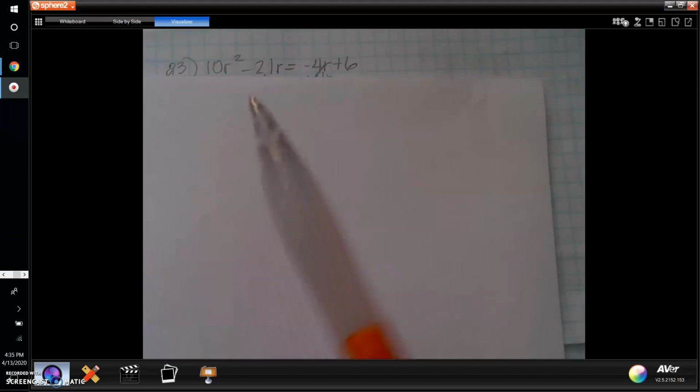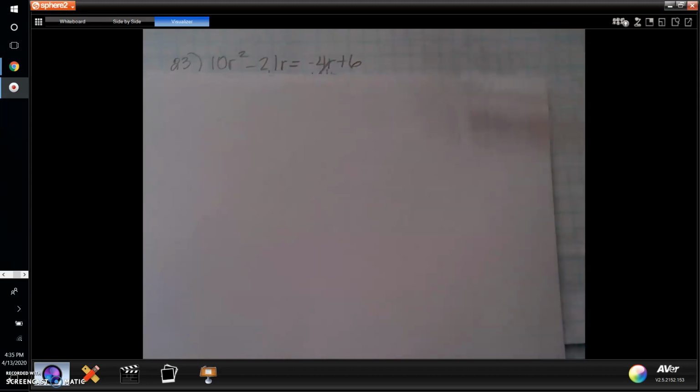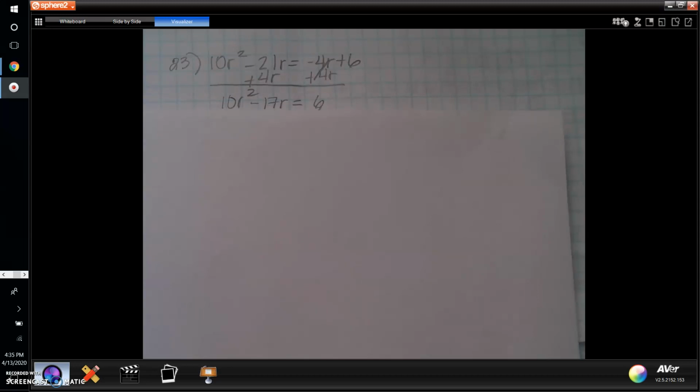So I have to have where this side equals 0, but it doesn't. I've got a negative 4r plus 6. So I'm going to move the negative 4r over. That gives me positive 4, what is it? Negative 17r. I still haven't set this equal to 0. I move the minus 6 over.